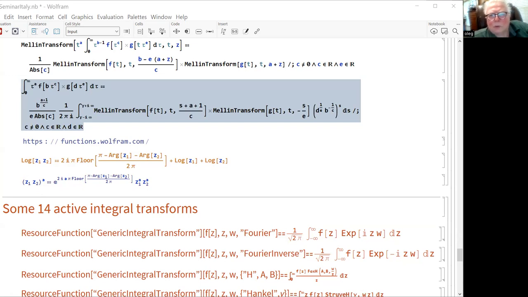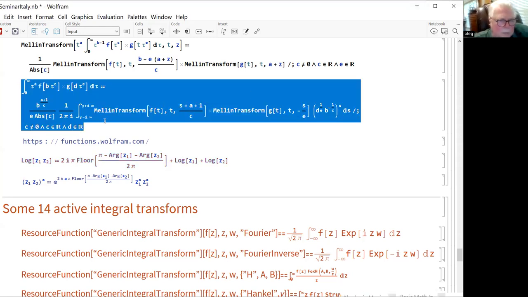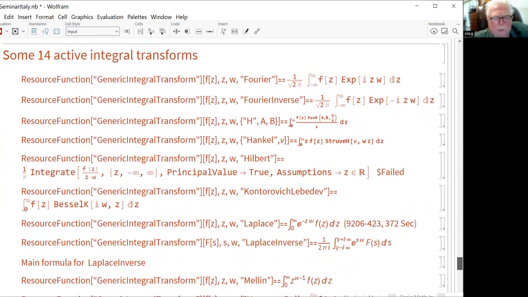Oh, what is it? I should remove. How to do it? Okay. The same you can link to the Wolfram Functions site and others, and you find a lot of important formulas.